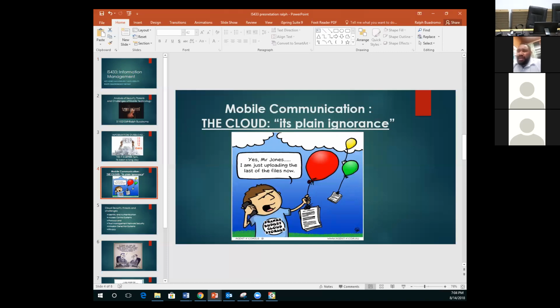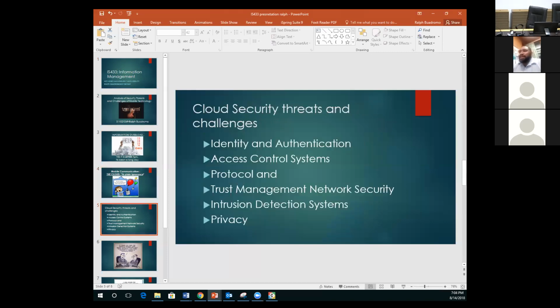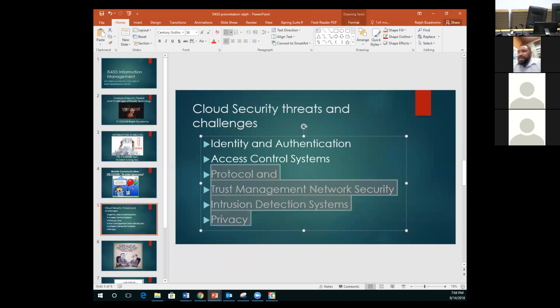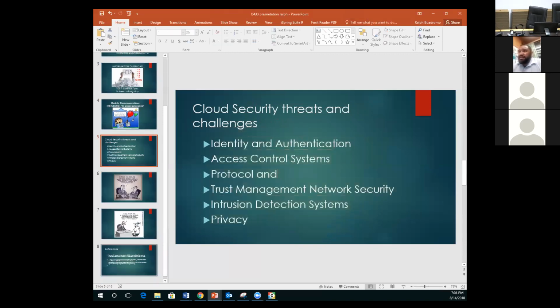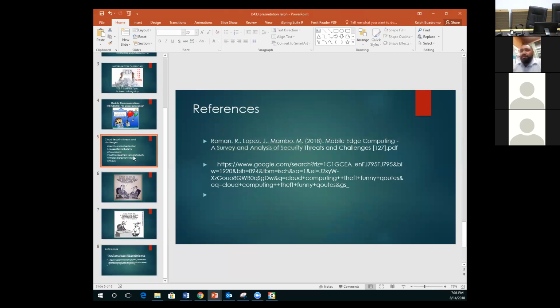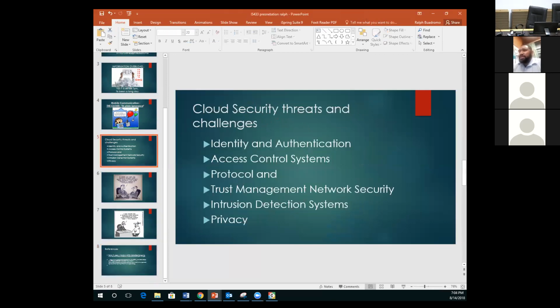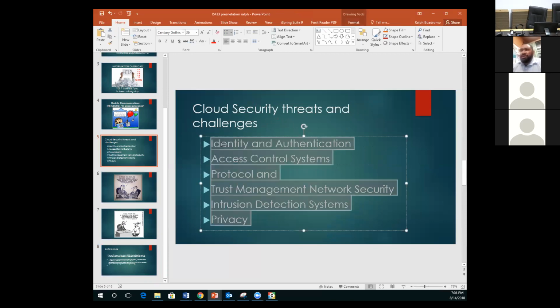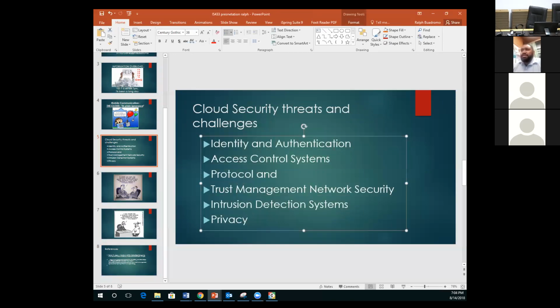And with the readings that Sam had put up on Moodle, I just browsed through them a few hours ago, and here's a few things that I came across. This is with Roman Lopez and Mambo. So this is what I could gather in a nutshell. And what do you notice with what they came up with?